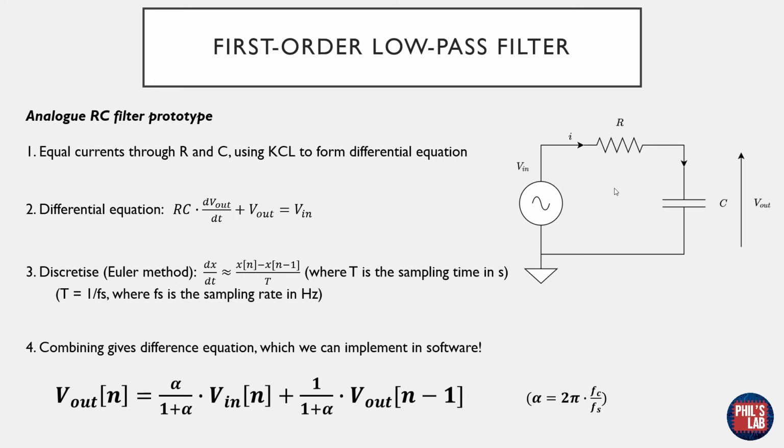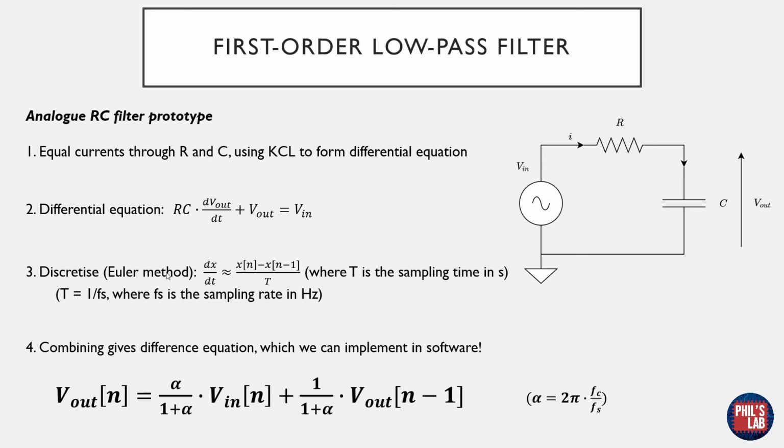First thing we have to assume is that we have equal currents through this resistor and this capacitor. We have a voltage source on the left, which is our input voltage. We pass this through our filter, and we take the output across this capacitor over here. So again, assuming equal currents through the resistor and capacitor, we can use Kirchhoff's current law to form a differential equation. The differential equation then turns out to be this one over here, so RC times dVout/dt plus Vout equals Vin. This, of course, is in the continuous time domain, and we want to go to the discrete time domain, so the digital sample domain.